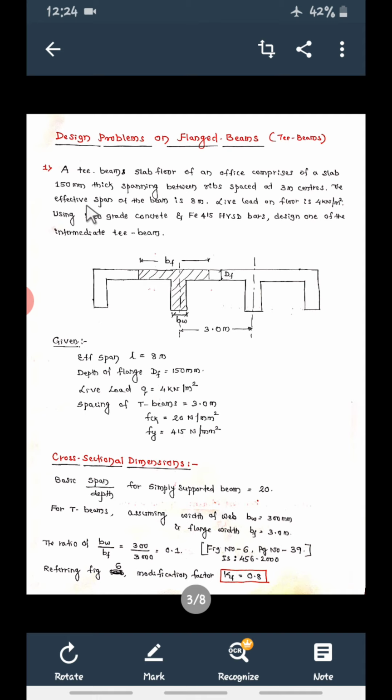The effective span of the beam is 8 meter. Here you cannot see the span. So span is length. Now this is one beam. The length of this beam, like this, I will take this.